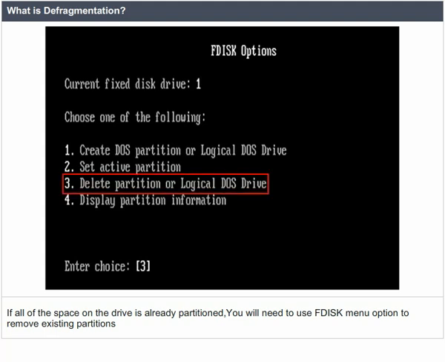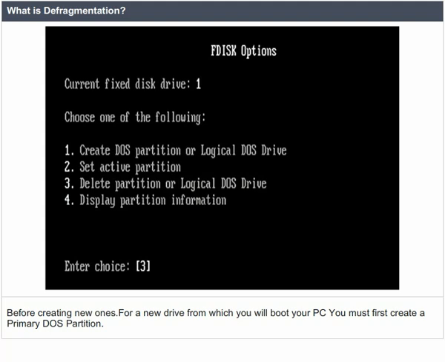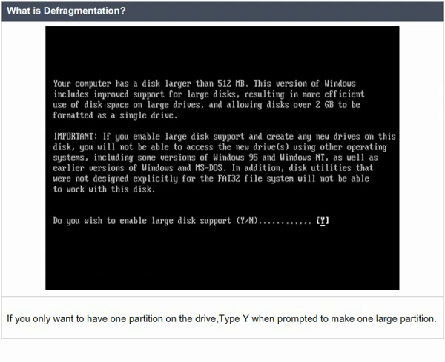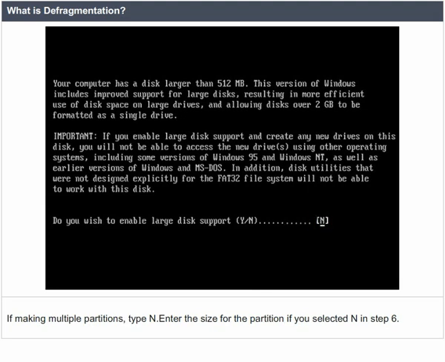If all the space on the drive is already partitioned, you will need to use the fdisk menu option to remove existing partitions before creating new ones. For a new drive from which you will boot your PC, you must first create a primary DOS partition. If you want to have only one partition on the drive, type Y when prompted to make one large partition. If making multiple partitions, type N if you have selected N in the previous step.